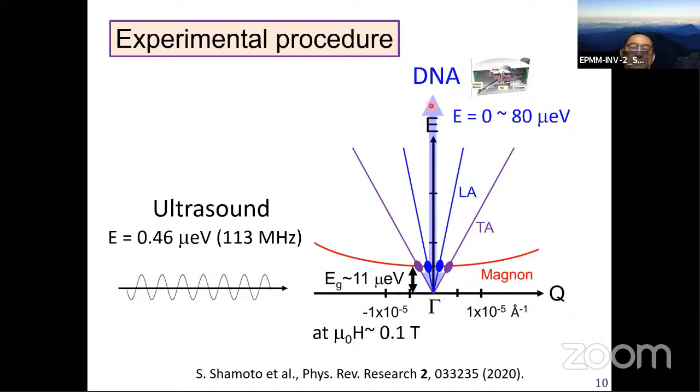magnon by the DNA neutron spectrometer. We measured this gamma position at the low Q region. Therefore, we observed only the magnon part.